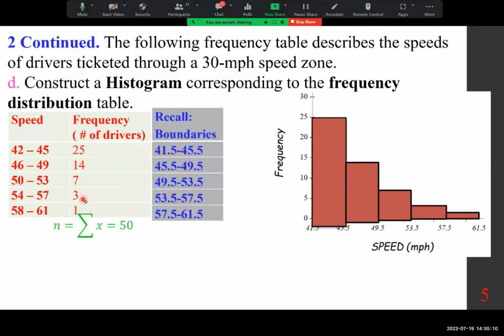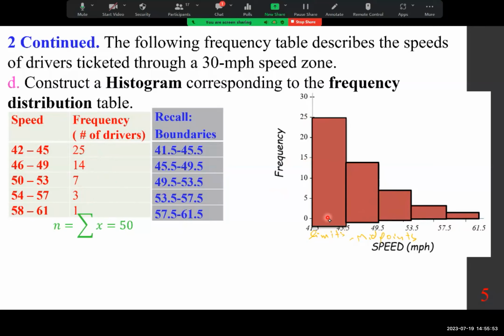So take a look at how it looks like. We are going to use the boundaries. Again, you can use limits. You can even use midpoints. But as I mentioned, in many cases, they use the boundaries. Now the height, 25 for the first one, the height, 14 for the second one, 7 for the third one, 3 for the fourth one, and 1 for the last one.